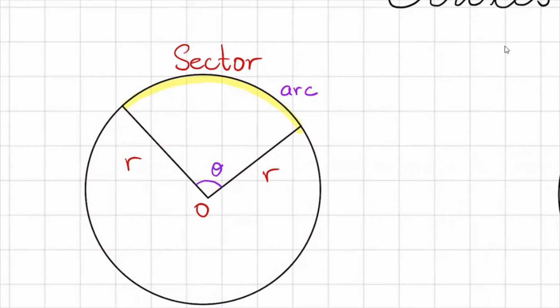This is the angle of the minor sector. And this is the angle of the major sector. So you always have to use whatever angle is asked in the question. If they're asking about minor sector, you use the minor angle. If they ask for the major sector, you use the major angle.